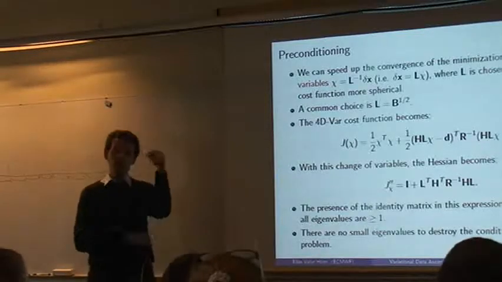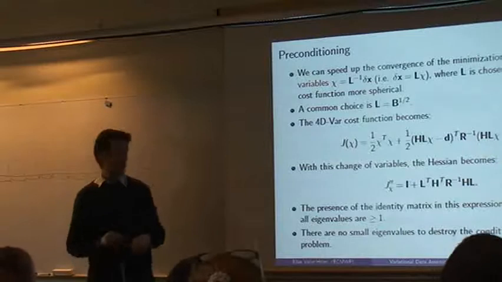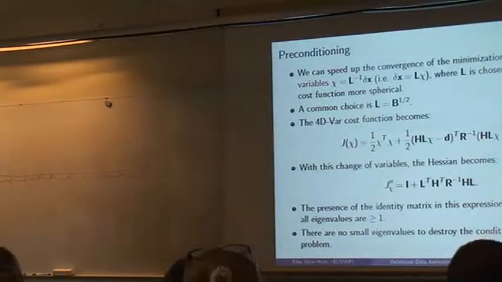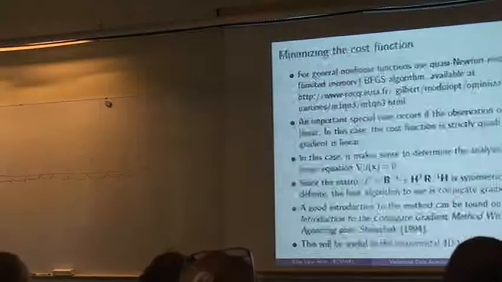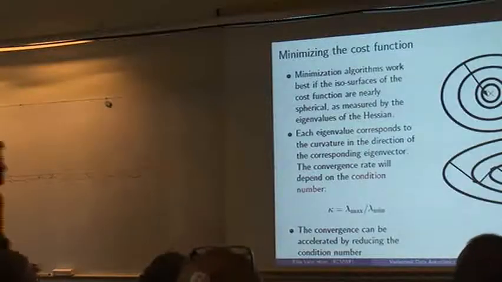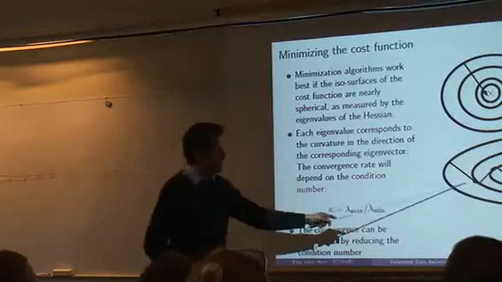With the direction of the gradient, it doesn't take you straight to the minimum if you've got an oblong cost function. The direction of the gradient doesn't take you there.